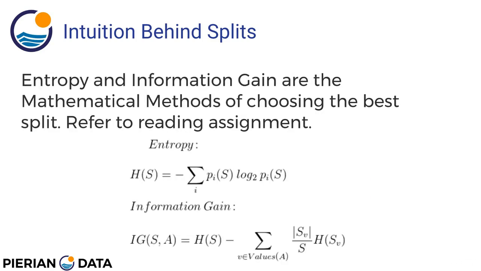So entropy and information gain are the mathematical methods of choosing the best split. And I would refer you to the reading assignment if you're interested in finding out more about the mathematics behind entropy and information gain. All of this stuff is done by Spark for you behind the scenes. But if you're interested in the mathematics behind it, you can always refer to that Chapter 8 reading assignment, and that will definitely touch upon entropy and information gain, which is basically how we decide the best split.